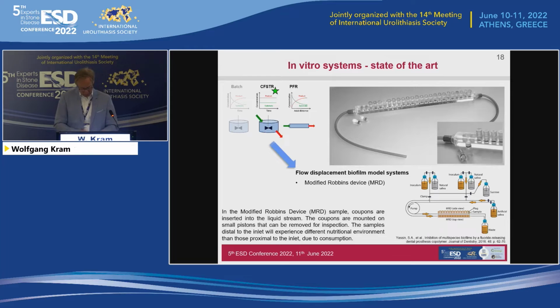In the modified Robbins device, sample coupons are inserted into the liquid stream. The coupons consist of the test materials. Different modifications can be tested at the same time.